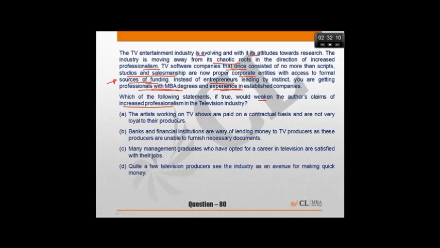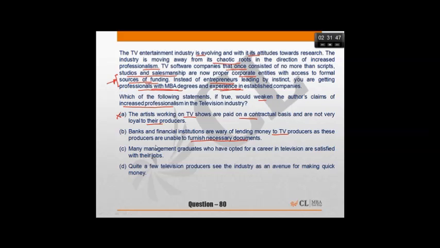Choice A, artists working on TV shows are paid on a contractual basis and they are not very loyal to their producer. This does not weaken or strengthen. This is not connected, I would say, as such. Choice B, banks and financial institutions are wary of lending money to TV producers as these producers are unable to furnish necessary documents. Now, this is what the author had said. Formal sources of funding.